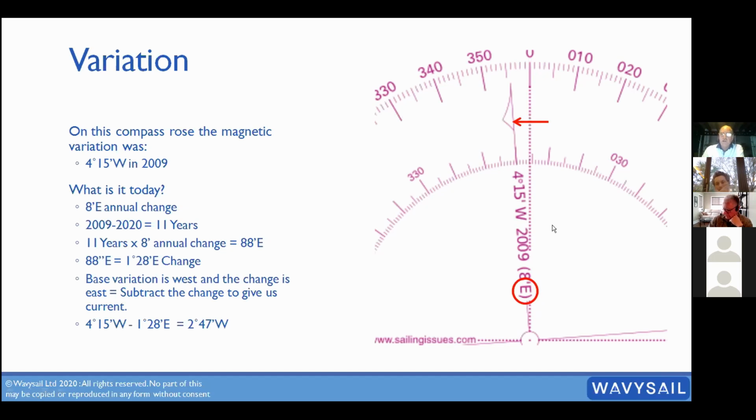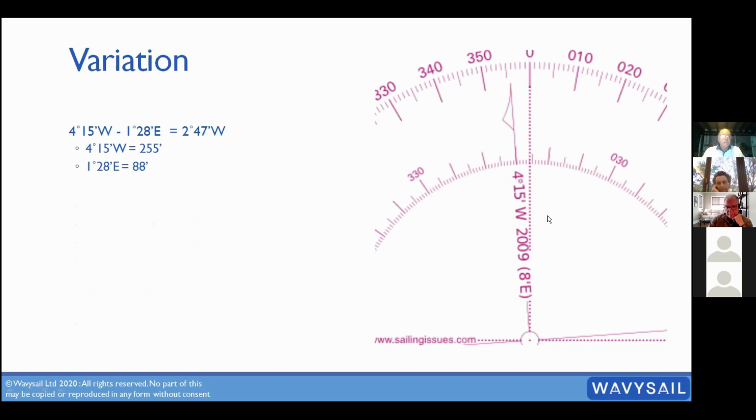And every single variation on every chart, unless there's almost no change happening, will give you this basic information so that you can correct it for today. So how do I get there? 4 degrees 15 minutes west, less 1 degree 28 minutes east, gives 2 degrees 47 west. Remember, there are 60 minutes in a degree. We're not going up to 100, we're only going up to 60. 60 minutes in a degree. Remember that from earlier on?